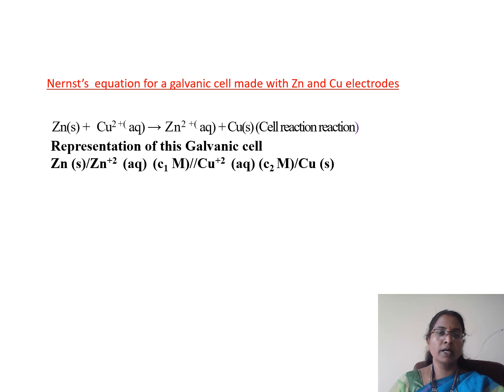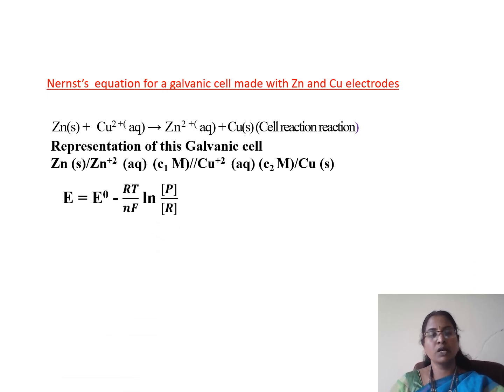The electrode and electrolyte are separated by a vertical line. This is the anode. Next, the cathode is written on the right hand side. The cathode is represented by writing the electrolyte first, then the electrode, both separated by a vertical line. The concentration of the cathodic solution is represented in brackets as C2. Anode and cathode are separated by two vertical lines. Two vertical lines denote the U-shaped glass tube, that is called the salt bridge. So this is the representation of a galvanic cell.